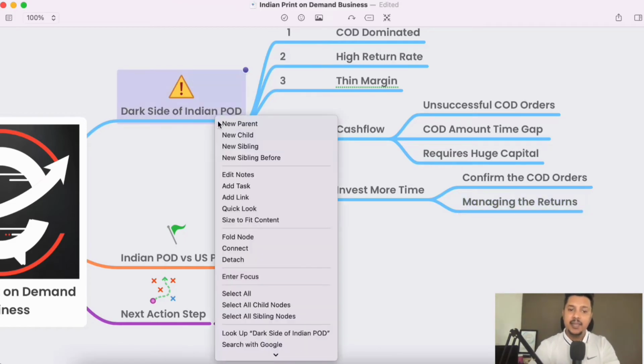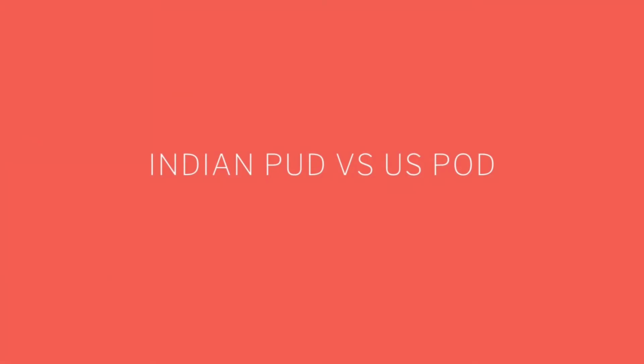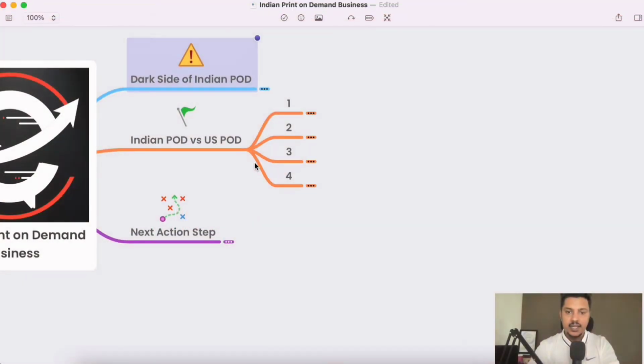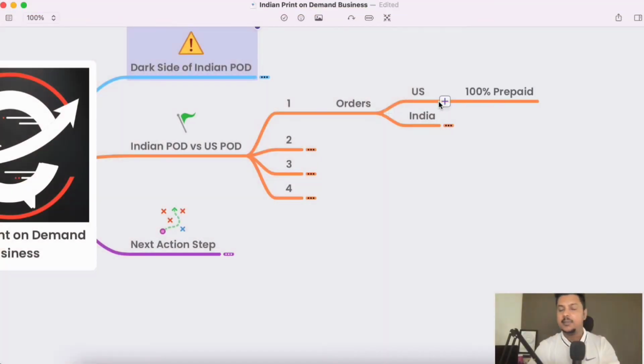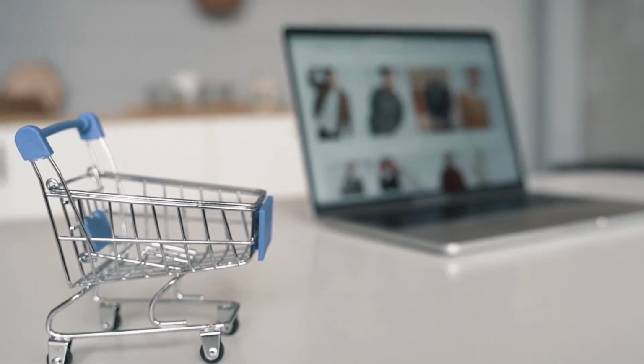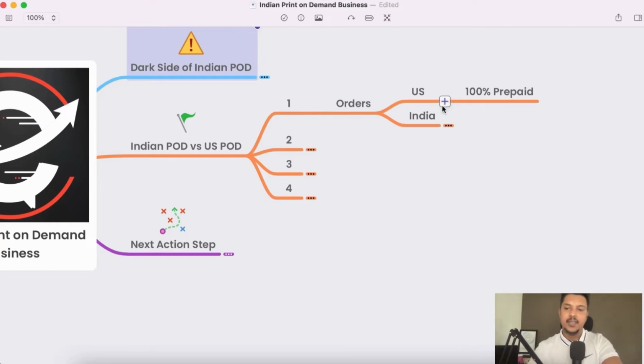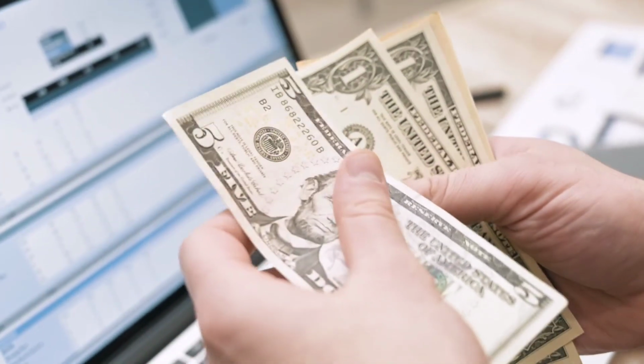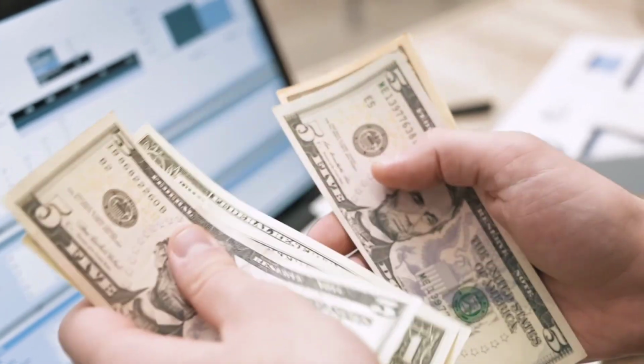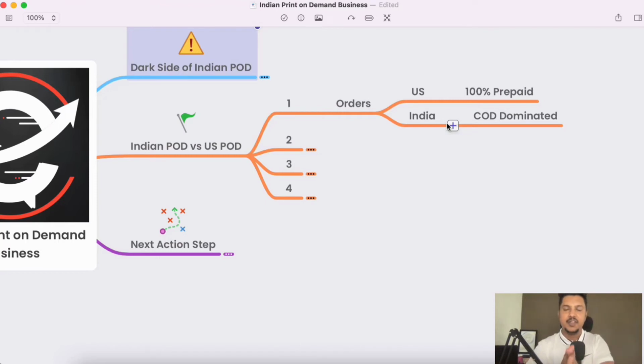Now let's compare Indian print on demand versus US POD. The first one is orders. In the US, it is 100% prepaid. There is no such thing as cash on delivery. So you get the money from the customers upfront, and only from that money do you need to pay a supplier. If you look at India, like I said, it is a cash on delivery dominated market. So first of all, you need to pay the supplier, and only then is the customer going to pay you. So there is a huge difference.